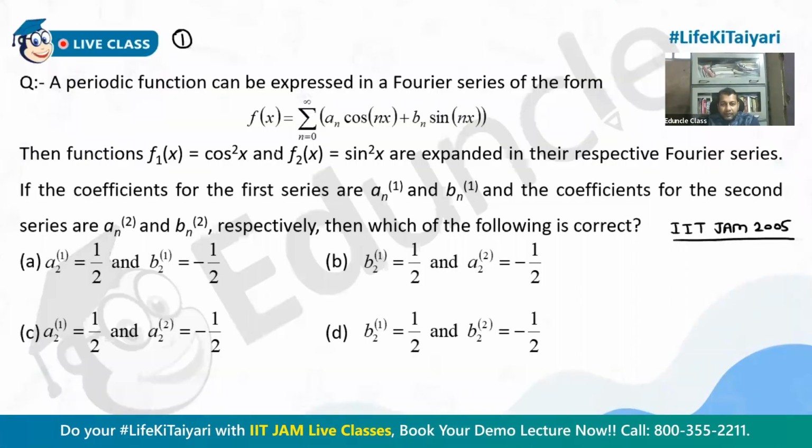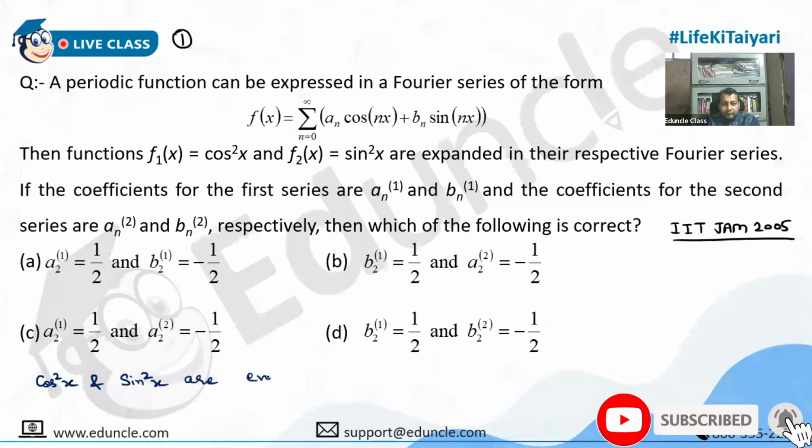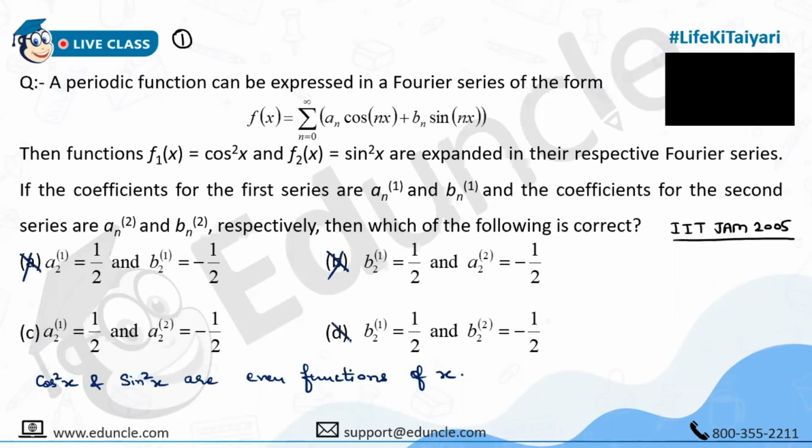Now see, it is cos square x and sin square x. So both are even functions, because it is square, na? Yes, sir. So for even functions, we know that b coefficients, they are 0. So it means A, B, D options are wrong and only correct option would be C.